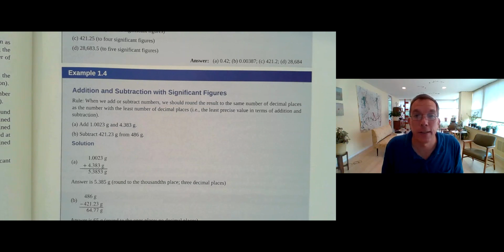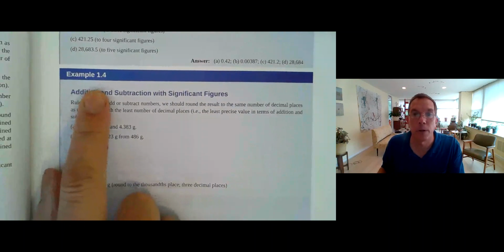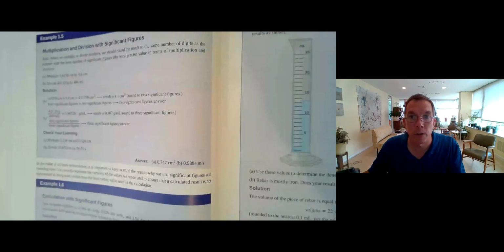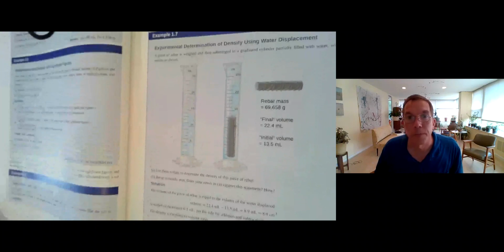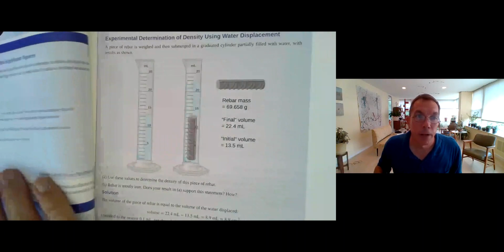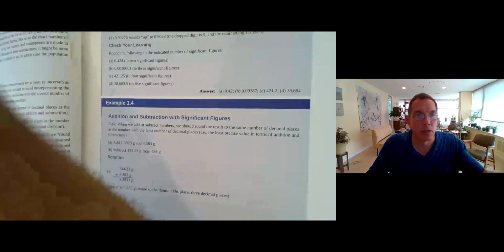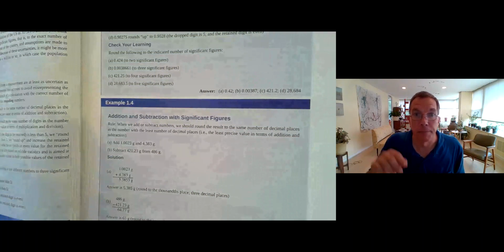So again, the expectation is that you are reading the material in the book and drawing information out of it. Here's example 1.4 about addition and subtraction of significant figures. The next section is multiplication and division, and then calculations with significant figures are exemplified in the next couple examples. Just like figures are worth 1,000 words, these embedded practice problems are where a lot of the application of the principles gets done.